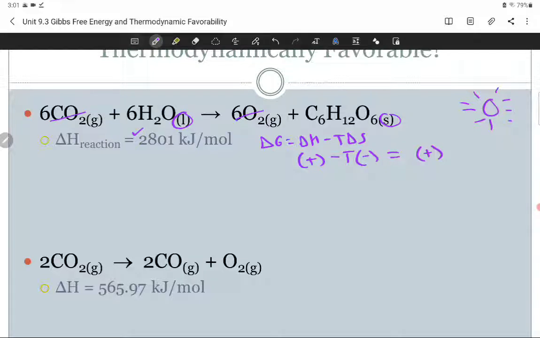Next one, delta G equals delta H minus T delta S. We have a positive value again for delta H. We have 2 gases going to 3 gases. That's becoming more disorderly, so that's positive. So in this case, this could be negative sometimes. When will it be negative? If the temperature is high. You can use words, you can use that sign. I think people would understand what you're talking about if you had done that.